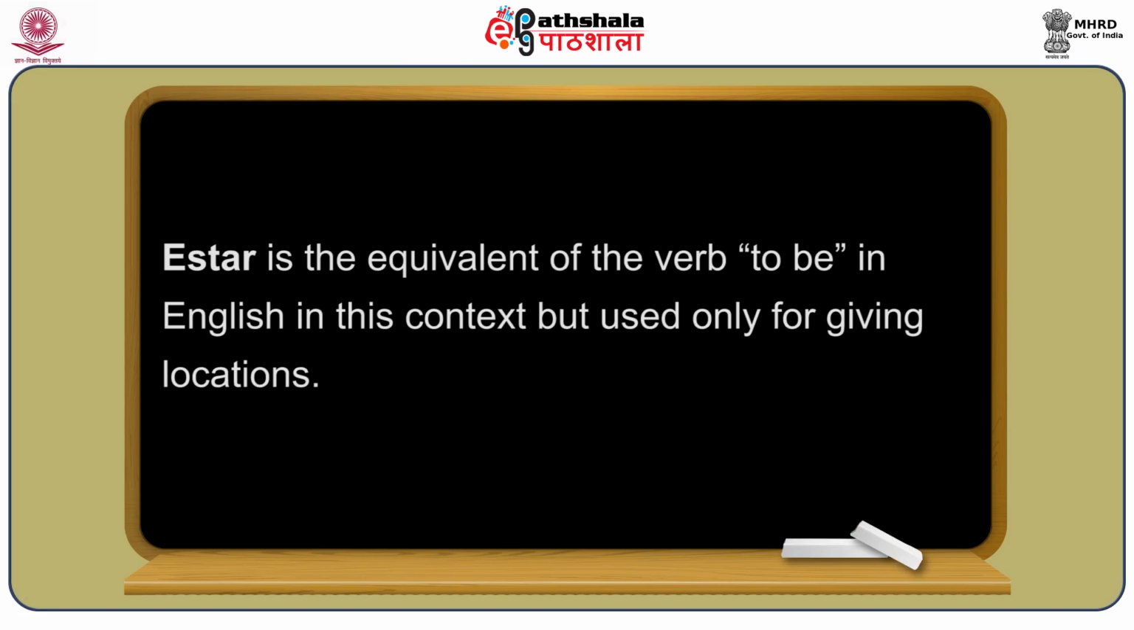So the estar verb is the equivalent of the verb to be in English in this context, but used only for giving locations. So for giving the location of something, we first need to have knowledge of certain prepositions of place that determine the positions and location of objects, people, and places.